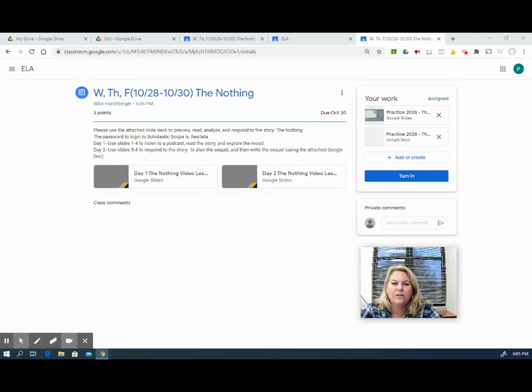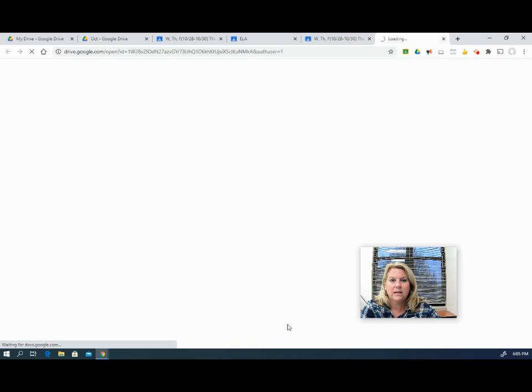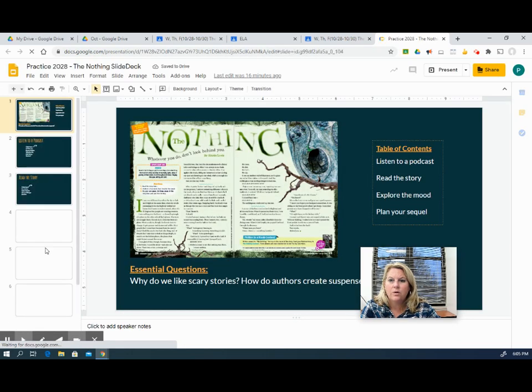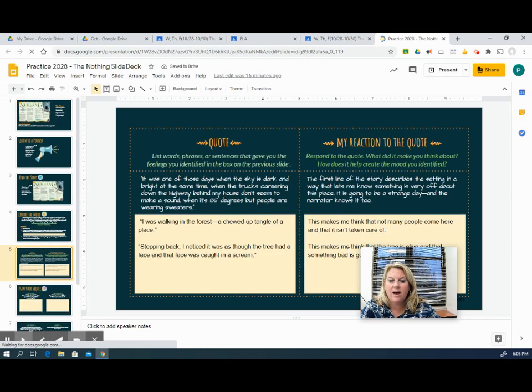Hey, fifth grade, for day 2 of our work in the slide deck for The Nothing, we're going to be working in slides 5 through 8, and then we're going to go ahead and use the attached Google Doc to write our sequel also. So I'm going to go ahead and jump into the slide deck. We're going to scroll all the way down to slide 5.